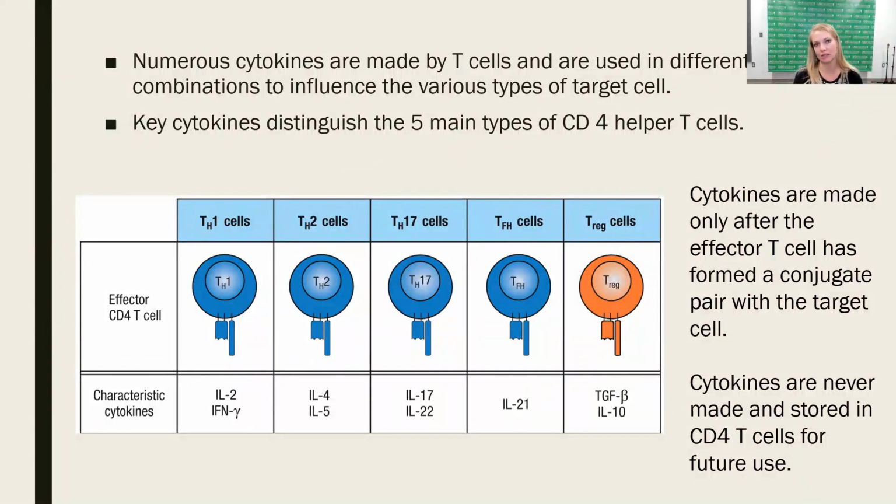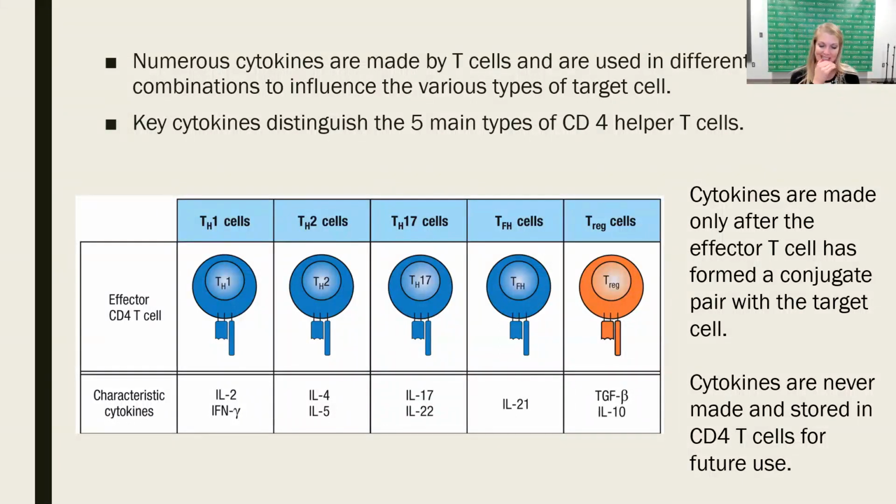But know that interleukins are cytokines. Many of them are made by T cells, and they're going to be used in different combinations to really influence how the immune response moves forward, what it does, what the body does to fight whatever infection, or how it affects the target cell. And so the 5 major effector T cells, CD4 positive T cells, are T helper 1, T helper 2, T helper 17, T follicular helper cells, those are all the T helper cells, and then we have Tregs.